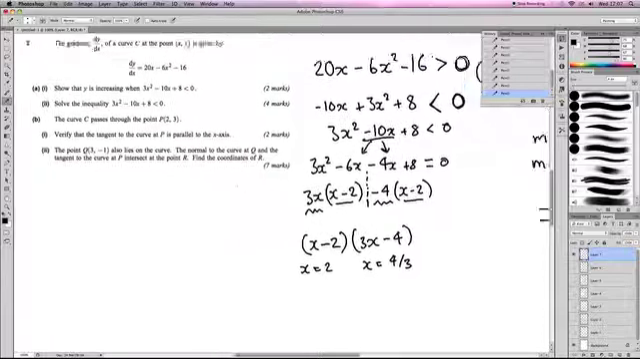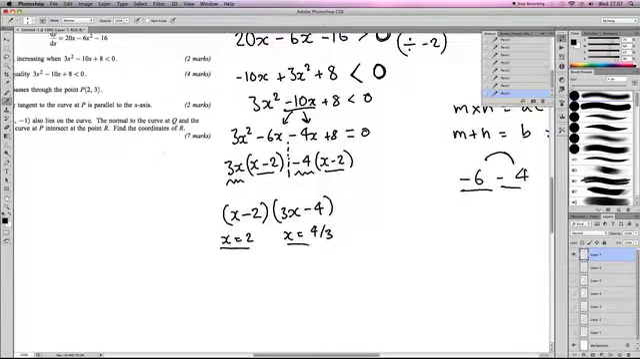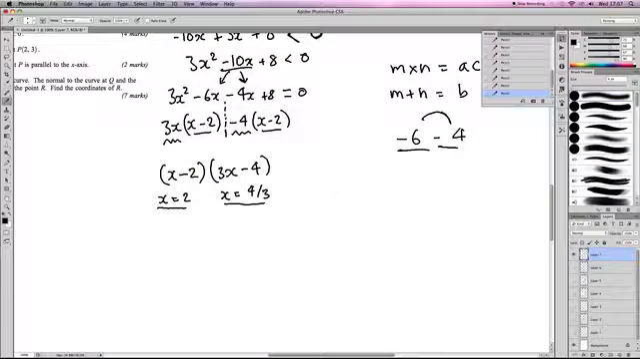Oh wait, inequality. Solve the inequality. I'm not done yet. This is nuts. Alright, I've solved the quadratic now, but let's actually bring it back to the question. That has to be less than 0. So the first thing I'm going to do is draw a quadratic. I'm not even going to draw that quadratic properly, I'm just making one up.